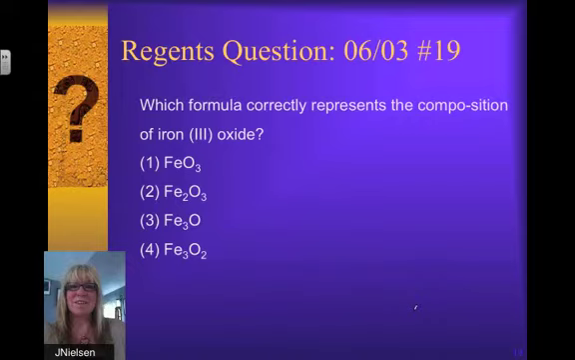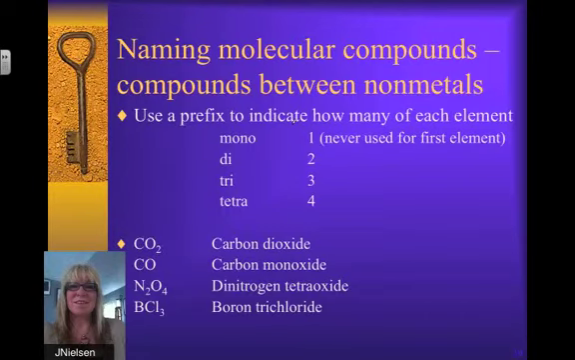Which formula correctly represents the composition of iron 3 oxide? I do not know why there's a hyphen there. Iron 3 oxide, that means we're using the +3 on the iron, and oxygen is -2. So when we drop and cross, we get Fe2O3, which is choice 2.